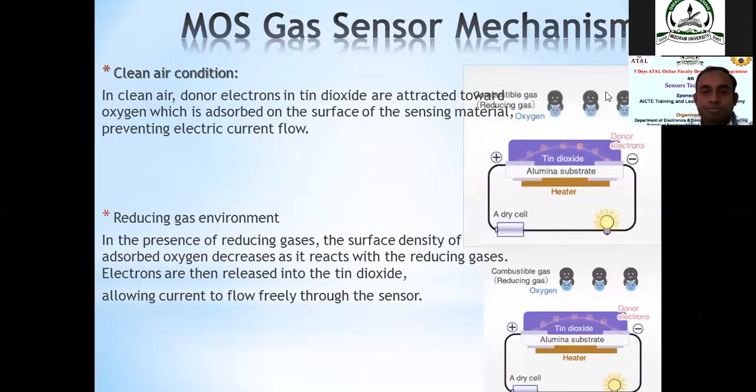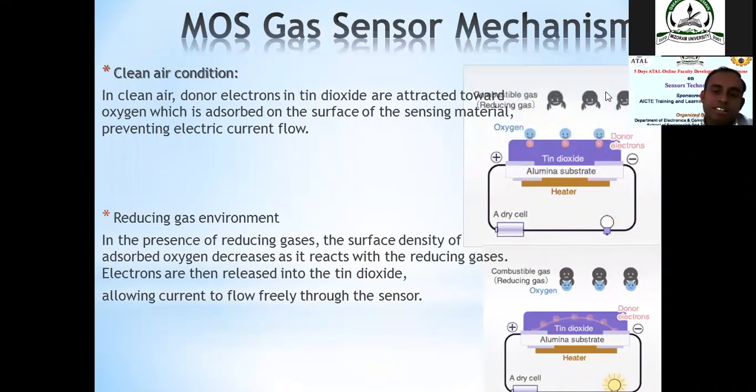at the beginning, we have, say, tin oxide. We have taken tin oxide as an example, and we have a heater below, and in between we have an alumina substrate. Now the tin oxide, or maybe zinc oxide also, has a property that whenever there is air or the presence of oxygen, the oxygen will come in touch with the tin oxide material and absorb electrons from it. So due to this, those free electrons are at the surface.